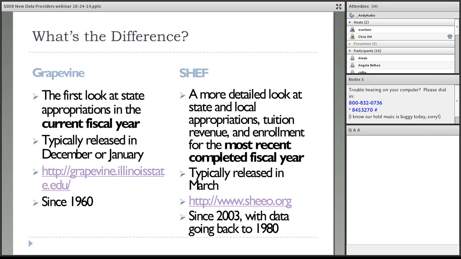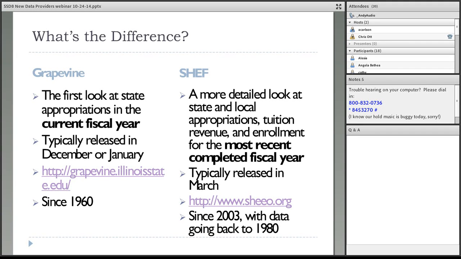SHEF, I would describe, is a more detailed look at the most recent completed fiscal year. We're now collecting data for fiscal year 2014. In addition to state support, we want to know about local appropriations. We also want to get information on tuition revenue, and we also track enrollment. This report is typically released in March, and as I mentioned earlier, we've got data going back to 1980. The first report was released for fiscal year 2003.